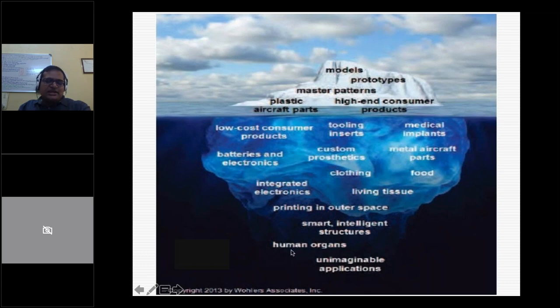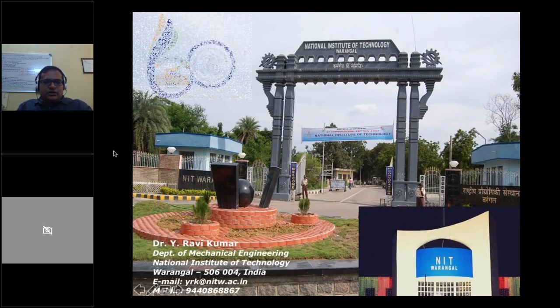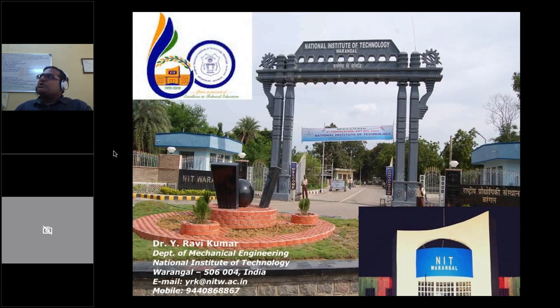So can you print a real human organ? Simple organs people have already done, but can you print a functional critical organ like a heart, liver, kidney, or lungs? Now lung is a critical organ under COVID-19. So can we print them? There are unimaginable applications. That is the beauty. Very soon we can see all these applications in a more realistic nature. So then I will close my session.